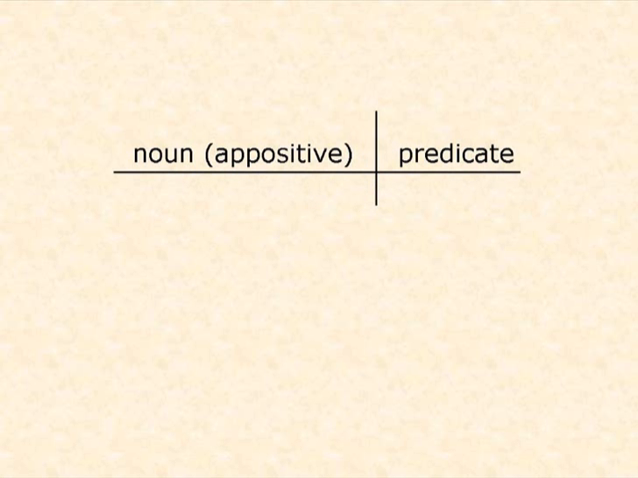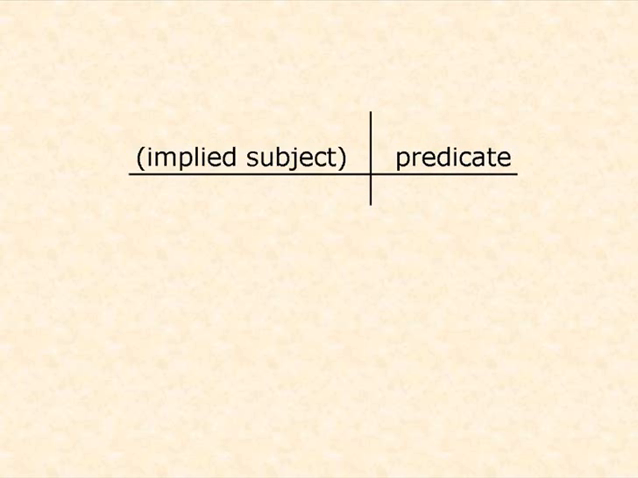The appositive, such as an intensive pronoun, goes in parentheses after the noun it renames. Sometimes, as in a command clause, the subject is implied. In this case, put parentheses around the implied or understood subject.